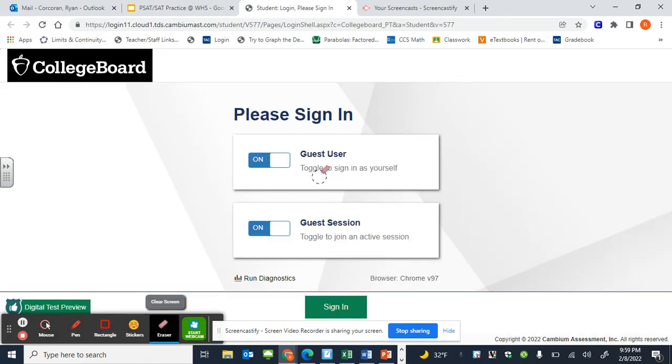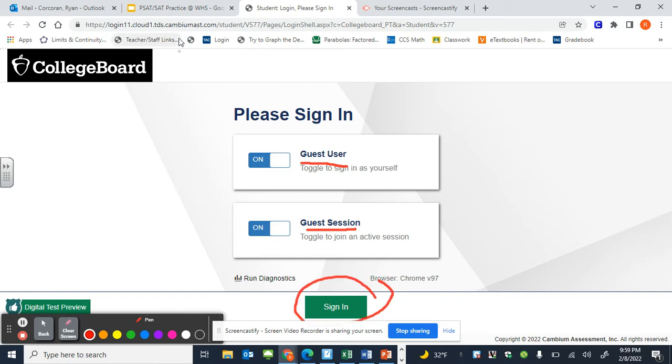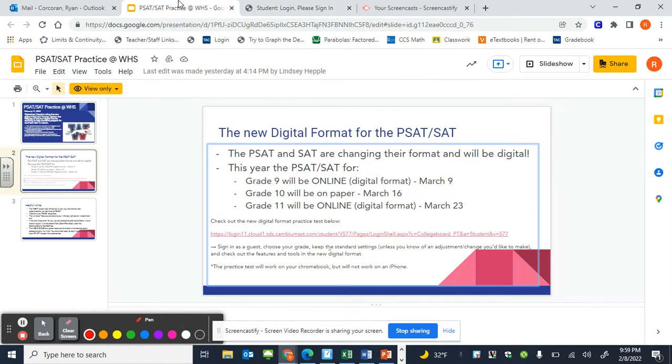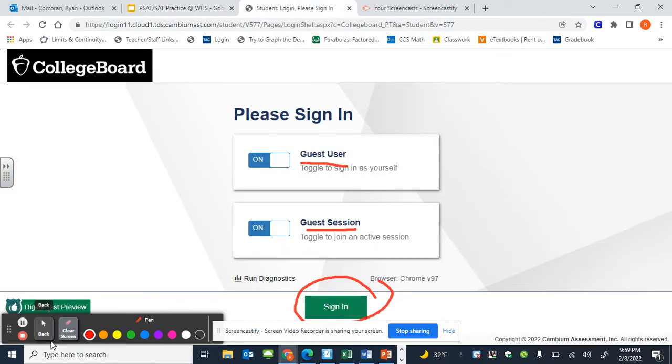At this point, you want to sign in as a guest. Oh, that's eraser, sorry. We're going to go guest session, and we're going to sign in. I'm going to click this green bar here. And it says in the directions here, sign in as a guest, choose your grade, keep the standard settings, and then check the features and new tools. So the first thing we're going to do is sign in as a guest. Go back to my mouse.